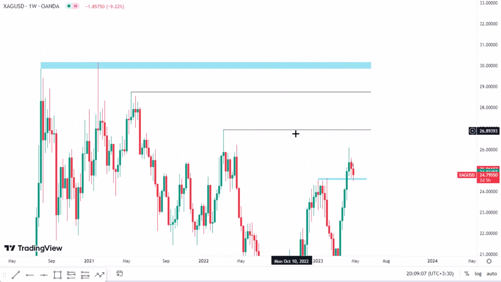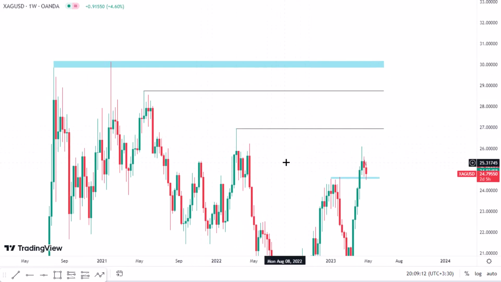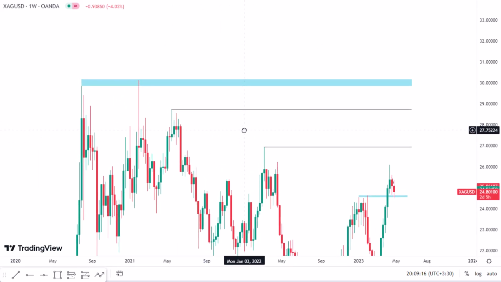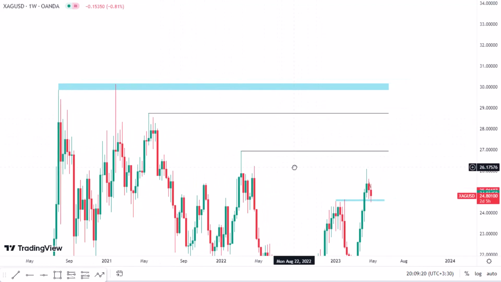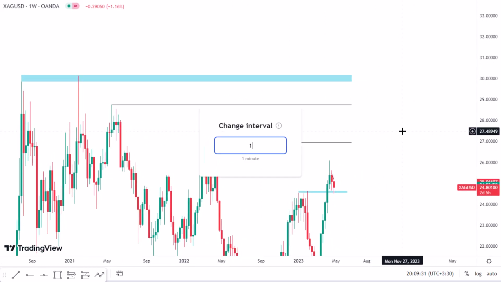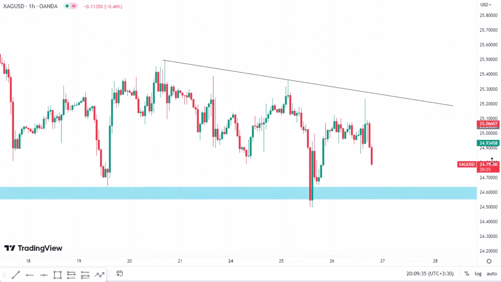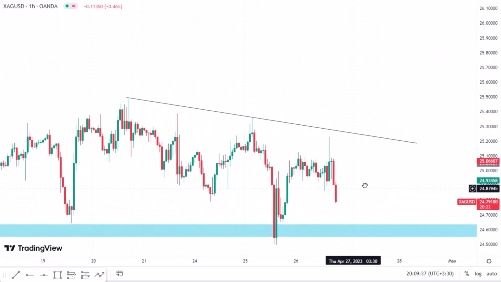Just some resistances. I only drew the most important ones. I could draw a lot of resistances here, but none of them would be important, while these are some of the most important resistances in front of the silver price. Let's check lower time frames like the 1-hour time frame. We don't have anything special.